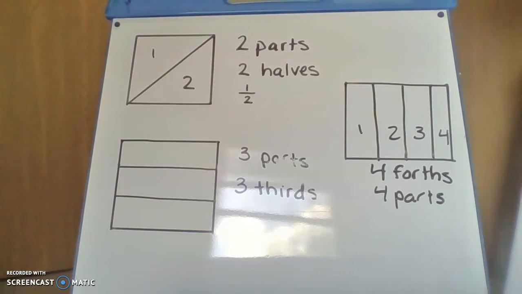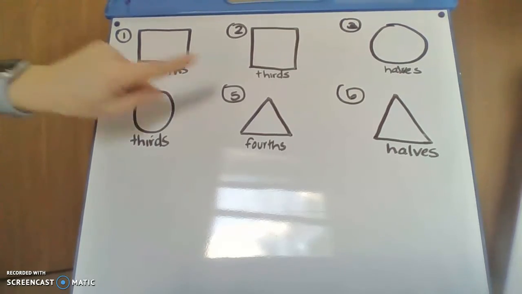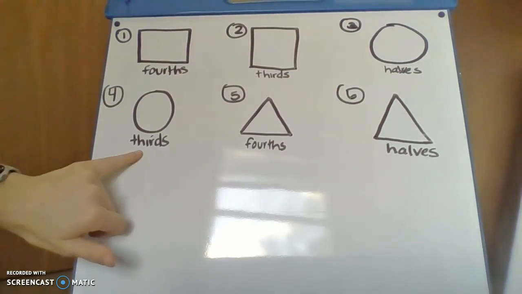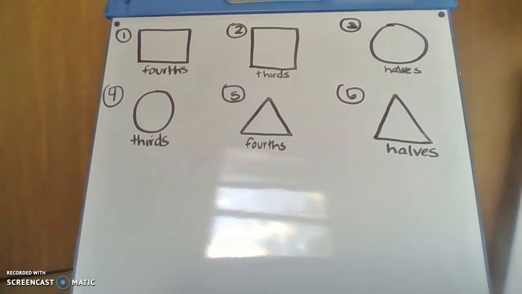So we're going to practice that. All you're going to do is just practice making shapes with halves, thirds, and fourths. That's all you're going to do for your practice for today. So your job is to do numbers 1 through 6 as extra practice. Remember, you can always draw more. You're going to just split these up. This is going to be fourths, thirds, halves, thirds, fourths, halves. Okay, so just do that.